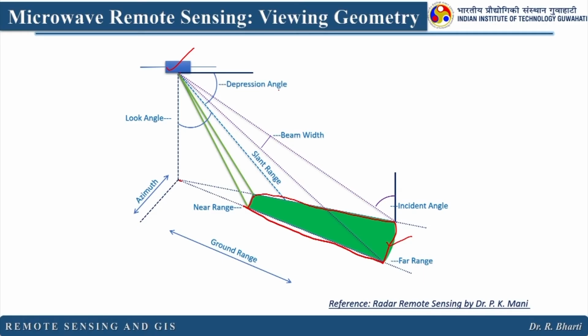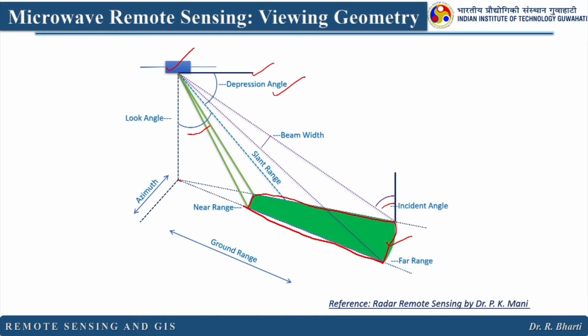So, this is your depression angle. Here the angle between the slant range and the horizontal plane is known as the depression angle. Is it clear? Now, next one is look angle. This is with respect to your nadir. So, here you are going to measure this angle and this will become your look angle. Now, next is your incident angle. This is with respect to the perpendicular on the ground, and this angle will be your incident angle. Can you see this one?